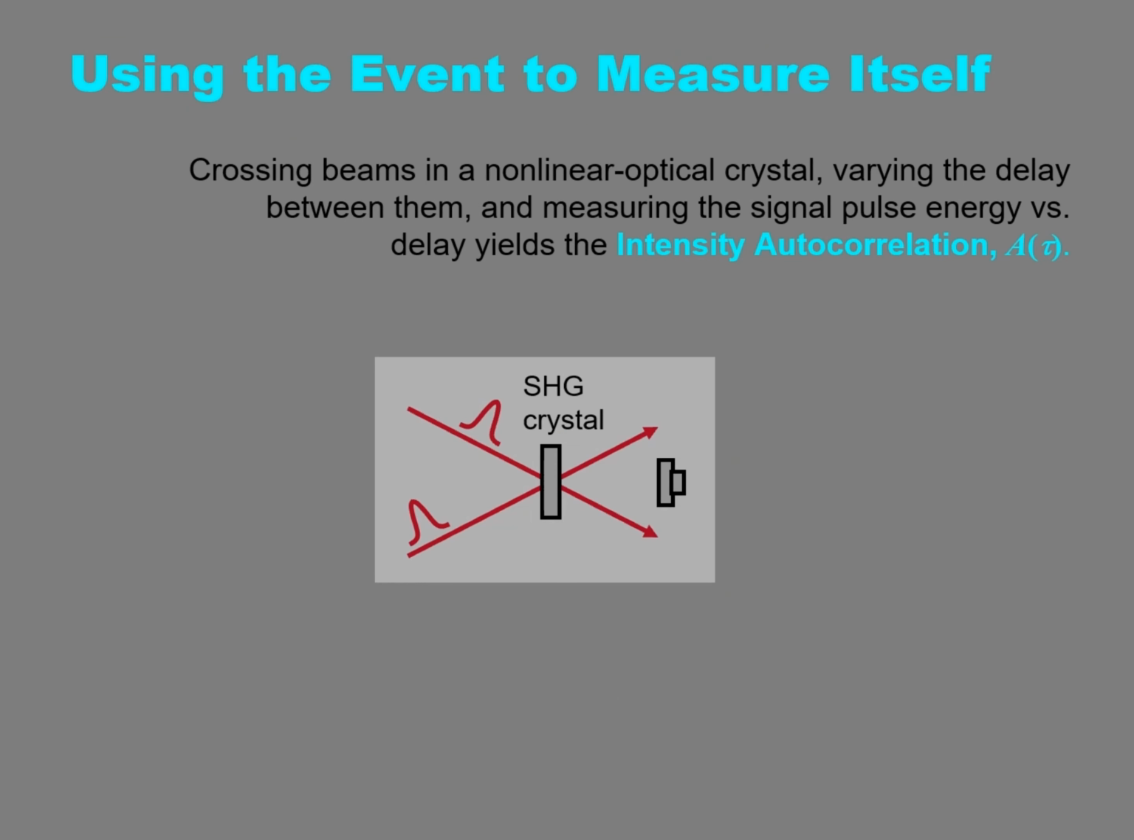Let's begin in the 1960s, when it was realized that the shortest event available was the event itself. So researchers knew that they'd have to use the event to measure itself. Splitting the pulse into two replicas, crossing them in a nonlinear optical crystal, varying the delay tau between them, and measuring the nonlinear optical signal pulse energy versus delay yields the intensity autocorrelation.